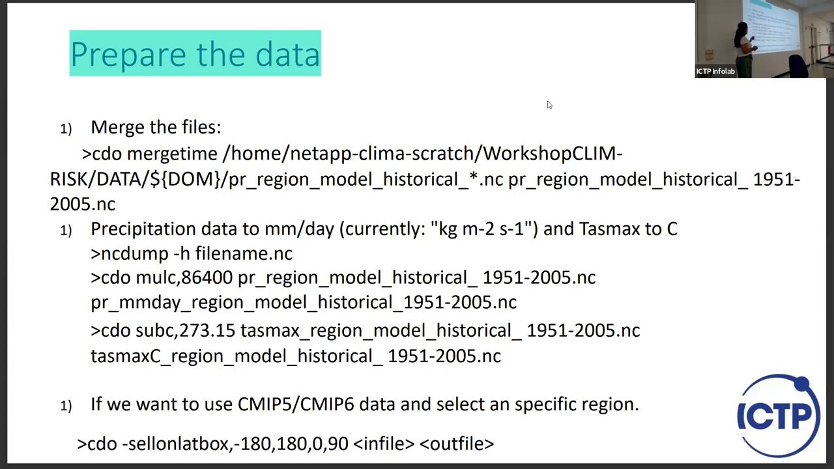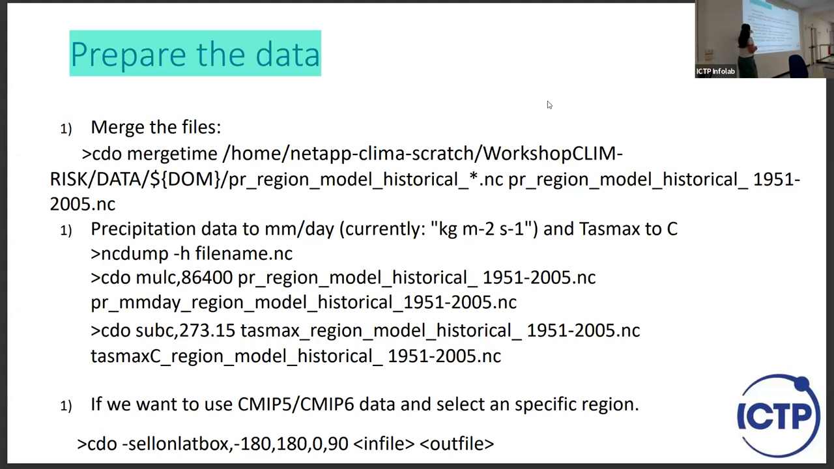If you check with NCDAM the files that are provided there, you will see that the precipitation is not in millimeters per day, and we need it to be in millimeters per day. And the temperature does match the variable, but it is not in degrees Celsius, it is in Kelvin. So we need to convert this data.